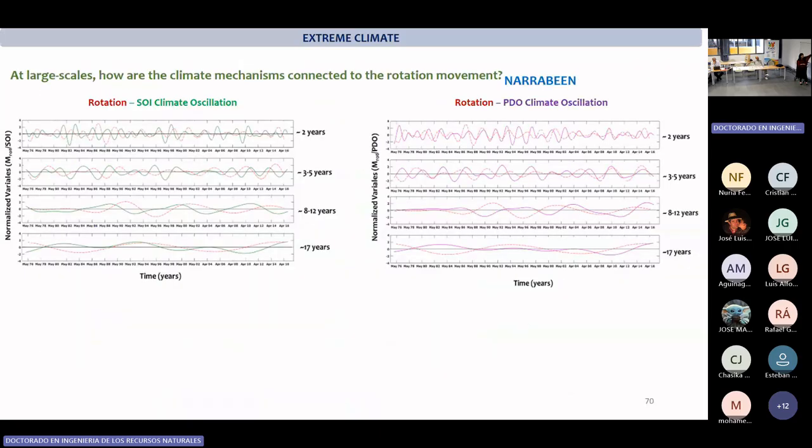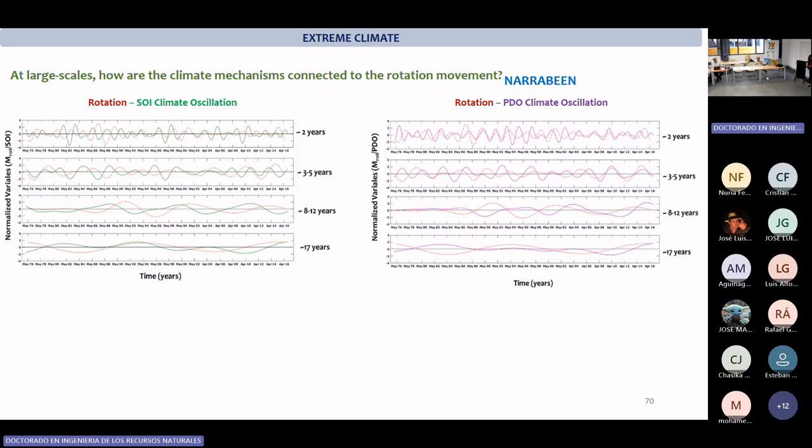And then we have correlated the longshore and the cross-shore. The longshore is the rotation of the beach in the longshore direction, and we have correlated this with different climate oscillations, like the Southern Oscillation Index, sorry, and the Pacific Decadal Oscillation. So we have connected this, and we see that at low frequencies, the variations of the beach are correlated.